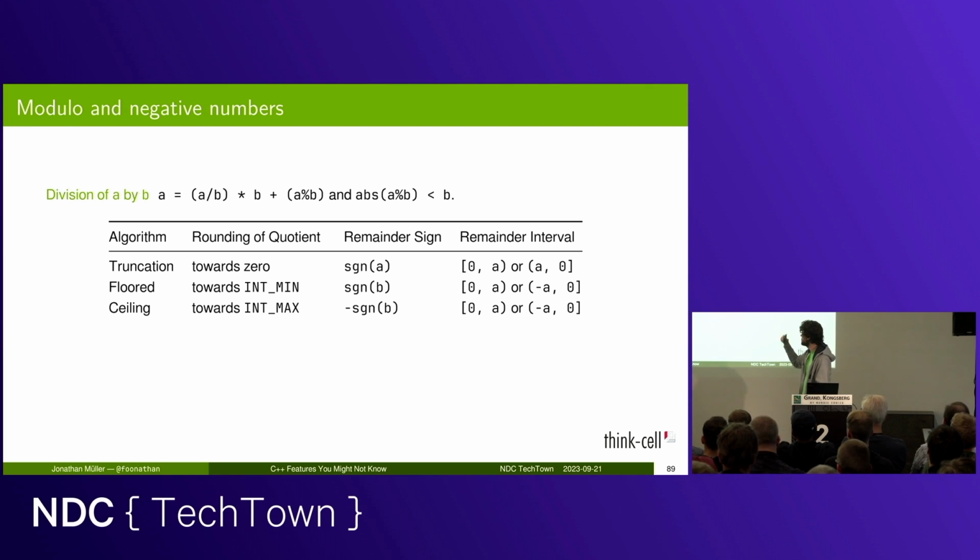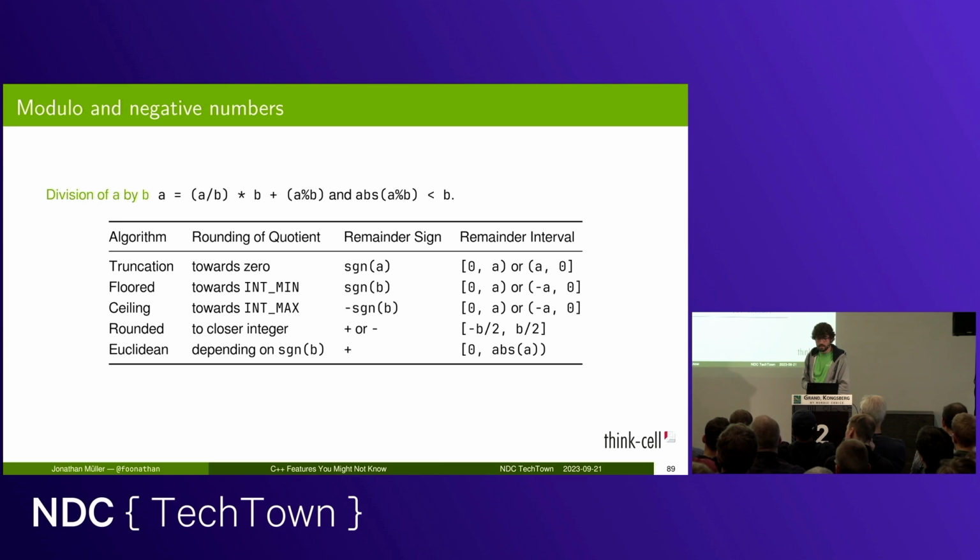You can do the opposite, round up, and then you will always have the opposite sign of b, which is a bit of an odd choice. And then again, the interval. Or you can do actual rounding. You round to the closest integer, and then the remainder can either be positive or negative, depending on whether you round it up or down. And the interval will be between minus b halves and positive b halves, so it's sort of symmetric around 0. And then we've got Euclidean. There you round depending on the sign of b to ensure essentially that the sign is always positive. So a modulo b is always a positive value, which means it will be in the interval 0 to absolute a.